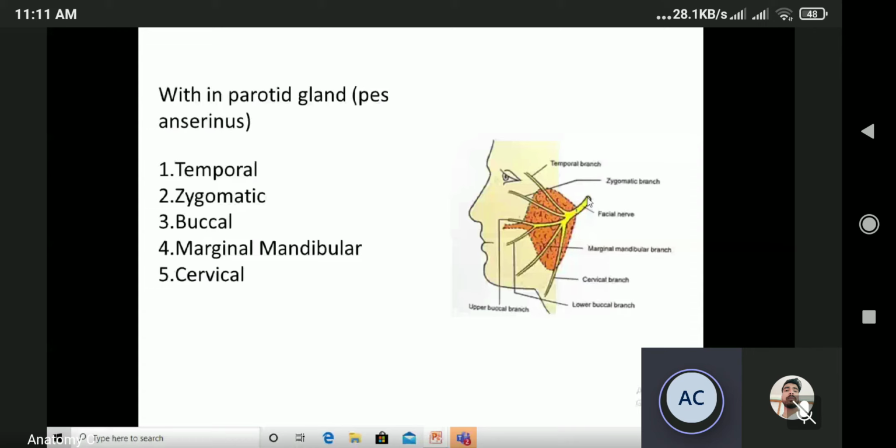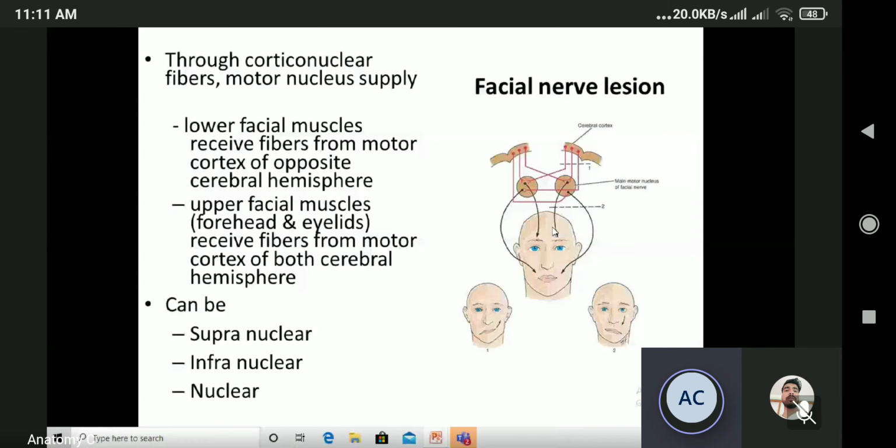Now come to the facial nerve lesion. So what happens when the facial nerve is lesioned? Now the motor nucleus, they mainly supply through the corticonuclear fibers. This is the cerebral cortex here, and this is the nucleus here. As you know, it supplies the muscles of the face. So these are the upper facial muscles, that is the muscles of the forehead and around the eyeball, and these are the lower facial muscles. All these muscles are supplied by the facial nerve.